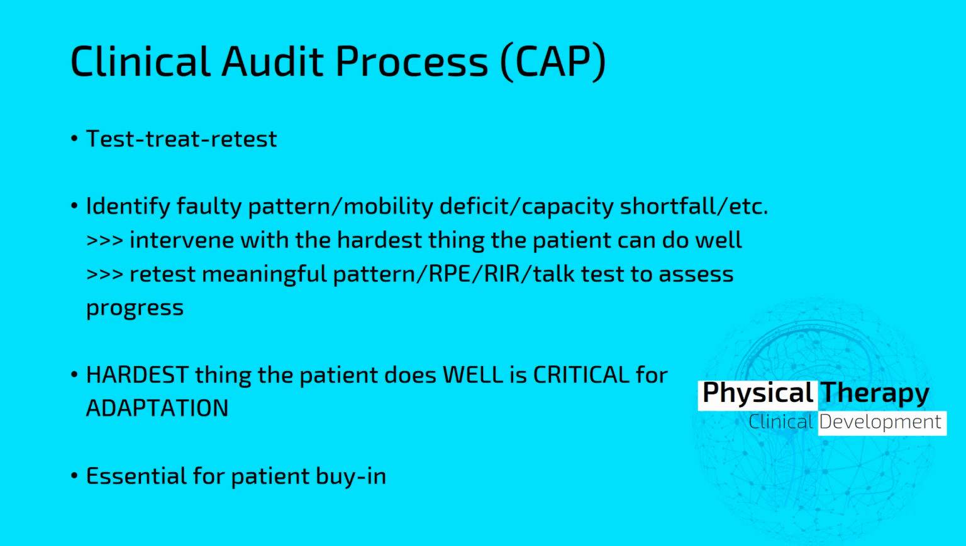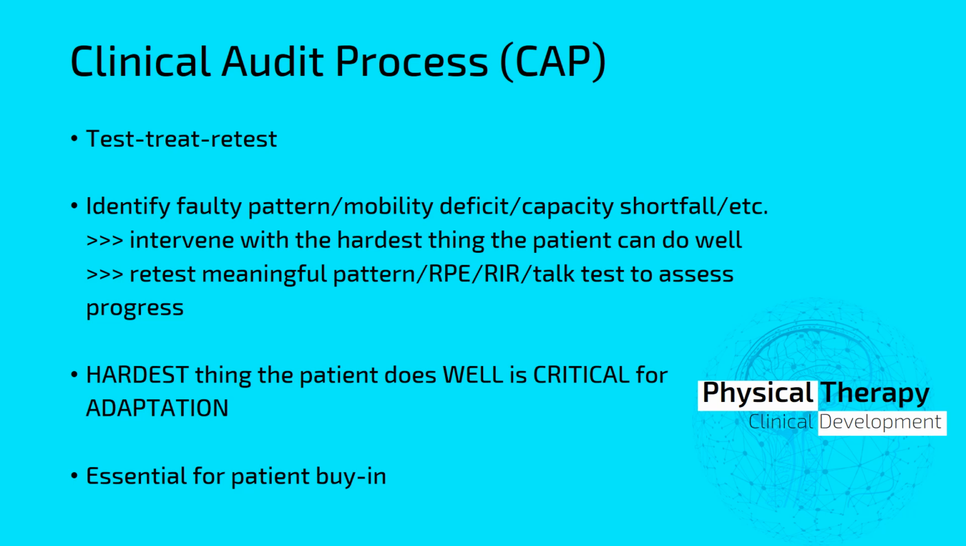And again, I mentioned this a couple of slides ago, but really what we're trying to do is find the hardest thing that the patient can do well, because that's going to lead to adaptation. If somebody's doing banded shoulder external rotation, and you ask them how many reps in reserve do you have, and they're like, I could probably do 20 more. Well, we're probably not challenging them enough to actually cause muscular adaptation.